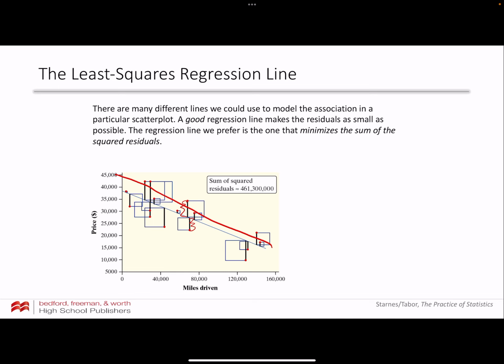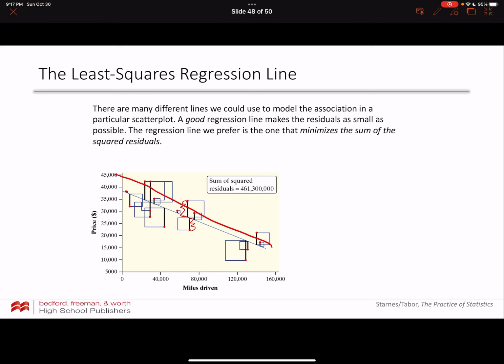Well, if I add up all the residuals, that's not going to tell me much, because some of the residuals are going to be negative, some are going to be positive, and so they're going to kind of cancel each other out, right? So instead of adding up the residuals, we're going to square each of the residuals and then add up those values. And then we want to minimize the sum of all the squared residuals.